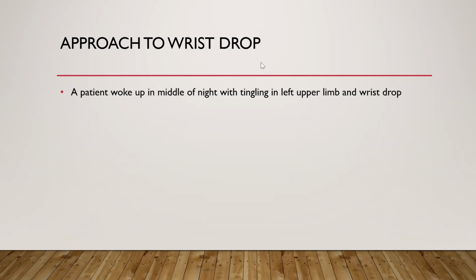Yes, ma'am. Why? Stroke? Stroke could still be possible. So suddenly it happened. He woke up in the night with tingling and weakness. Yeah, stroke, correct. So cortical wrist drop, that is. So how will you differentiate UMN from LMN then?